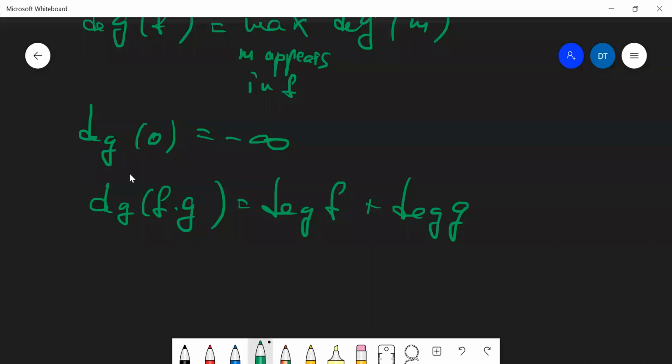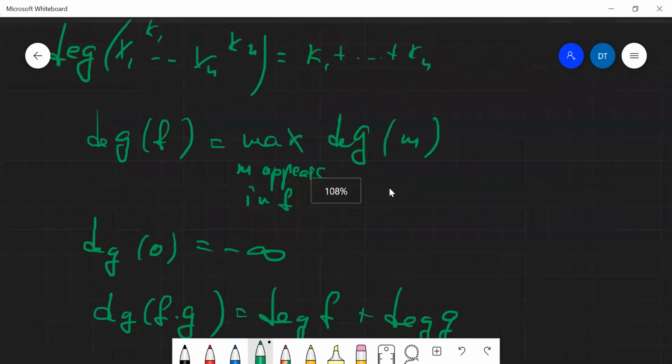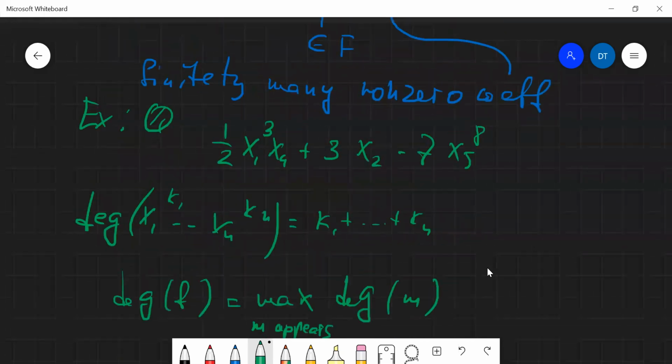I'm not going to bother you with proving this. The proof is exactly the same as in the case of one variable. Only one remark: if minus infinity appears on the right as at least one summand, then the result is minus infinity. So minus infinity plus something is always minus infinity. This is the rule you should apply on the right hand side when you add two summands. Okay, so these are just some basic definitions regarding the polynomials.